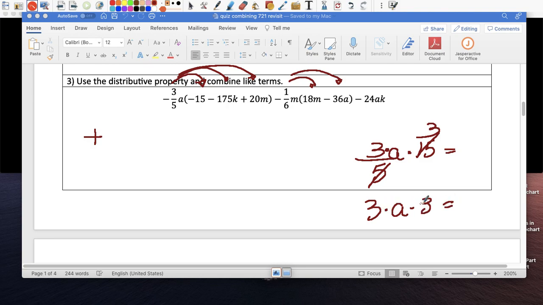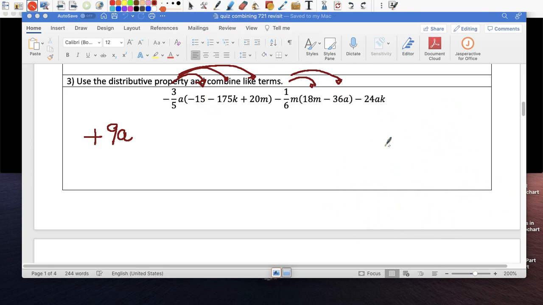Well, 3 times 3, we're going to multiply the numbers. 3 times 3 is 9. What are you going to do with the A? Throw it away? No. It stays there. So the first one, negative and negative is a positive: 3/5 A times negative 15 is positive 9A. There you go.